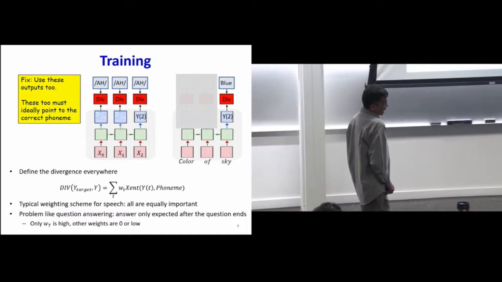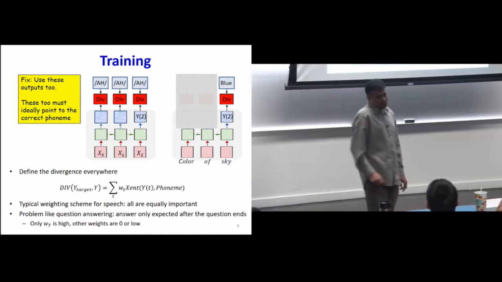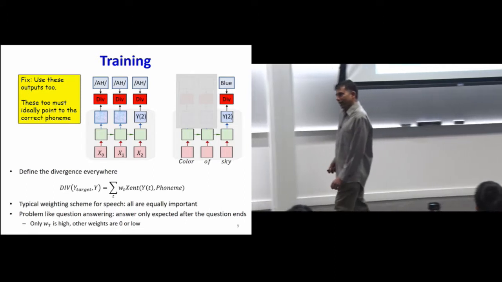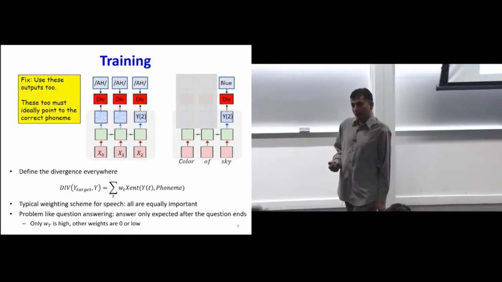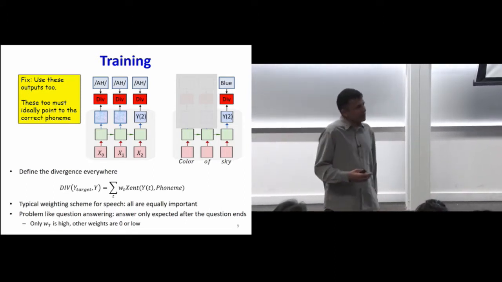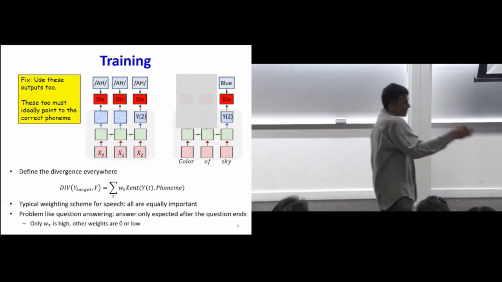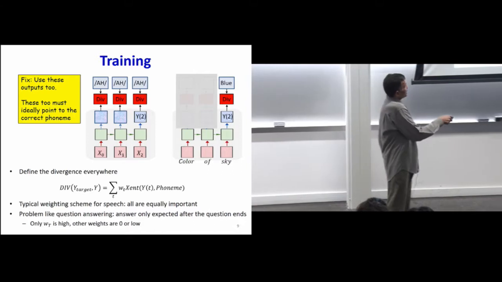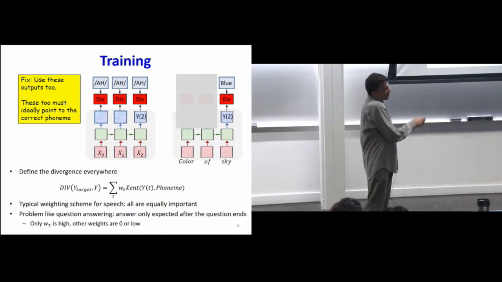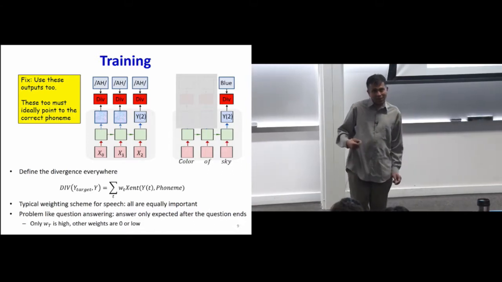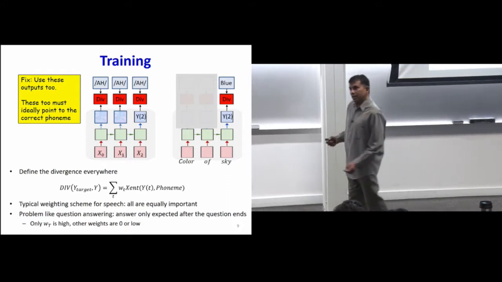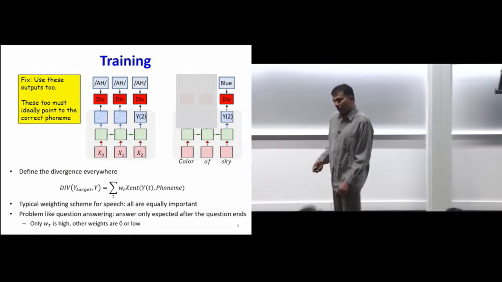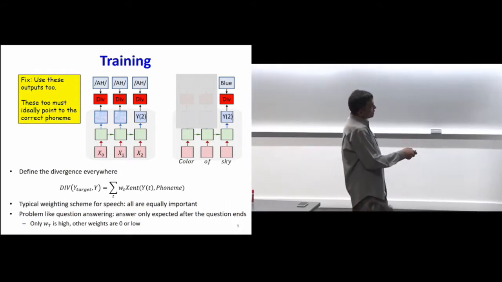Suppose you're building a question answering system. The question is color of sky. When you see the word color, the answer is not going to be blue. When you see color of, the answer is not going to be blue. You have to see the sky before you decide that it is blue. So simply saying that the output must be blue at all three times would be a patently wrong thing to be doing. But even so, I can still assume that this is the structure.